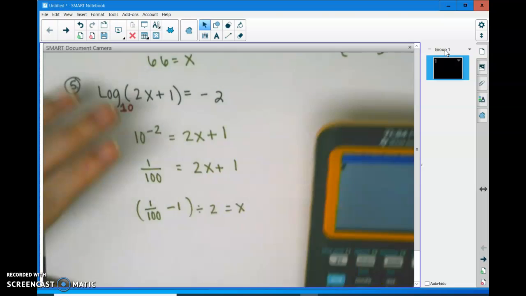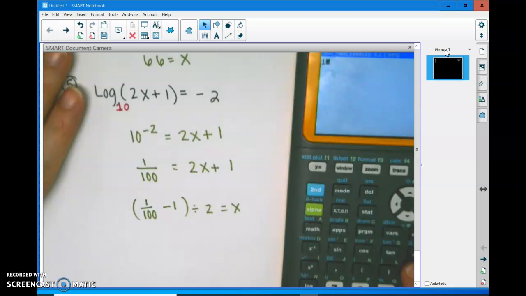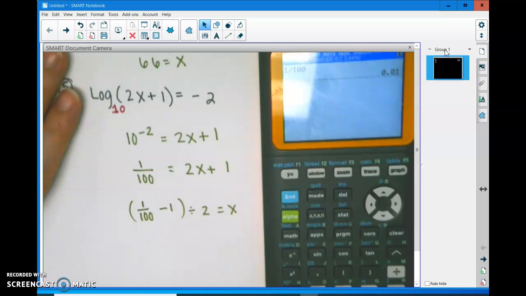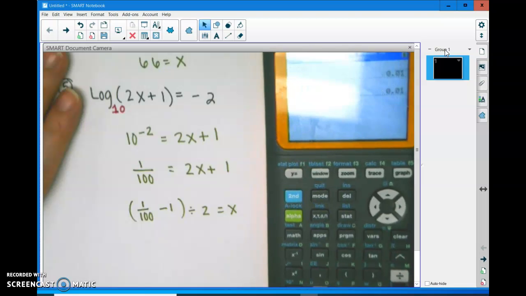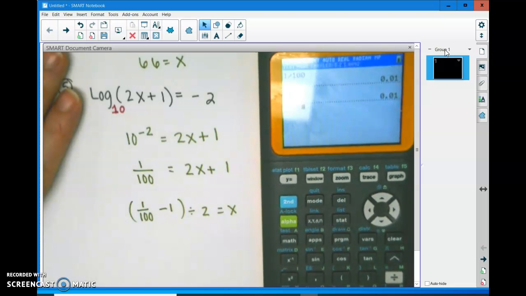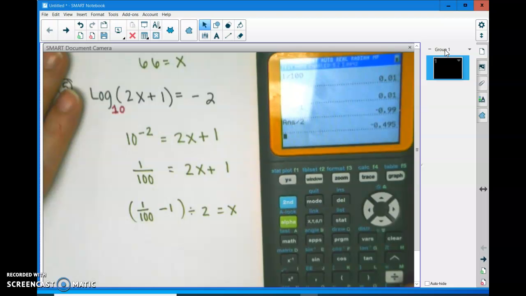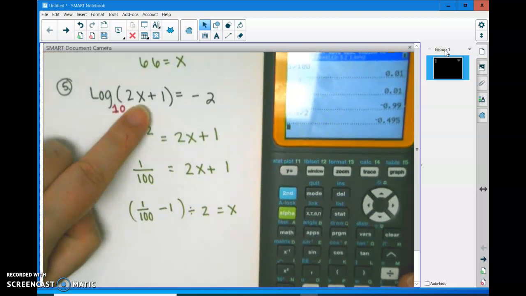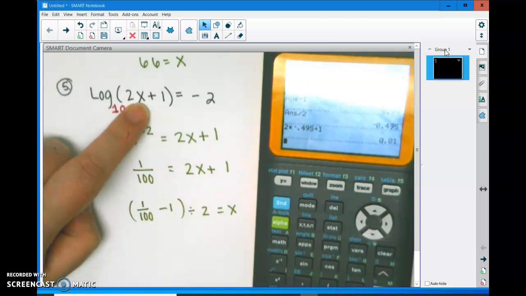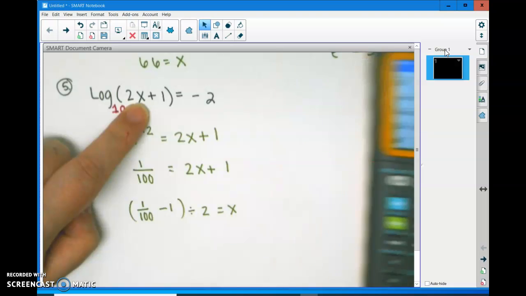Let me see. So 1 over 100, and I'll just show you. 1 over 100 is the same as if I did 10 to the negative 2 power on the calculator. So that number, minus 1, divide that number by 2. Let me just check and make sure that it's not going to make this negative. So 2 times negative 0.495 plus 1. Oh, and that works. So this is good.